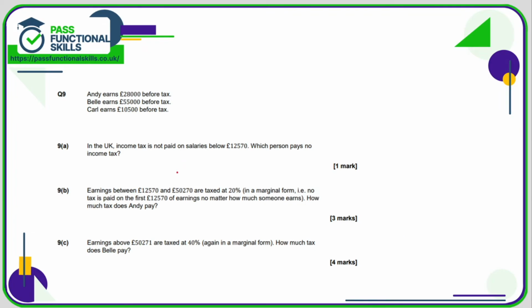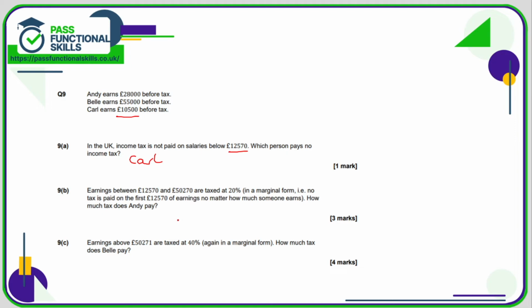Question 9 is a tax question. Part A is relatively straightforward. In the UK, income tax is not paid on salaries below 12,570, so who pays no income tax? Well, that is Carl, as he's the only person that earns a salary that is lower than 12,570.